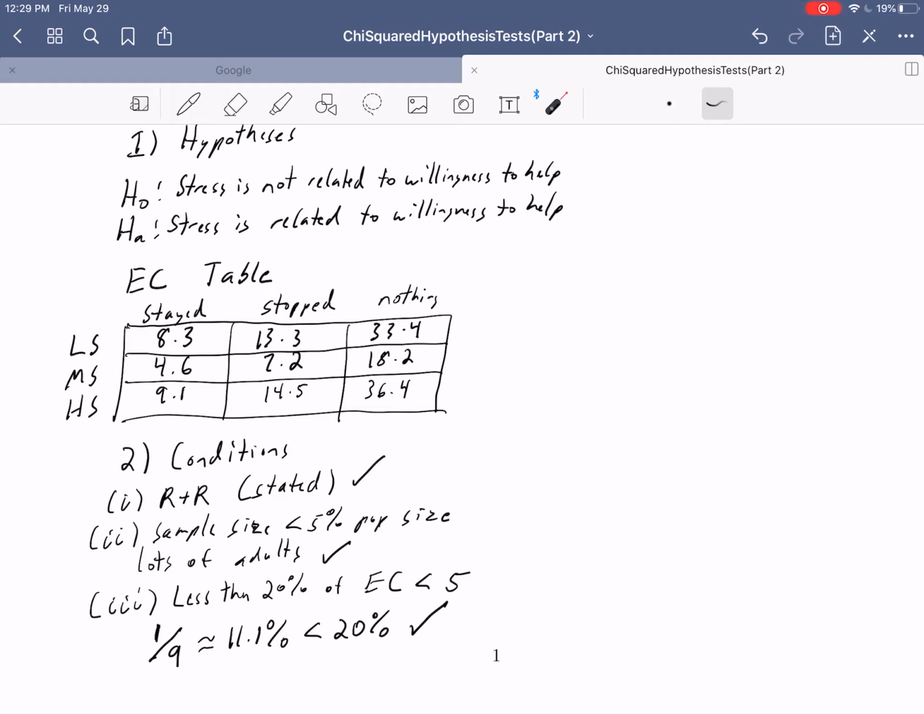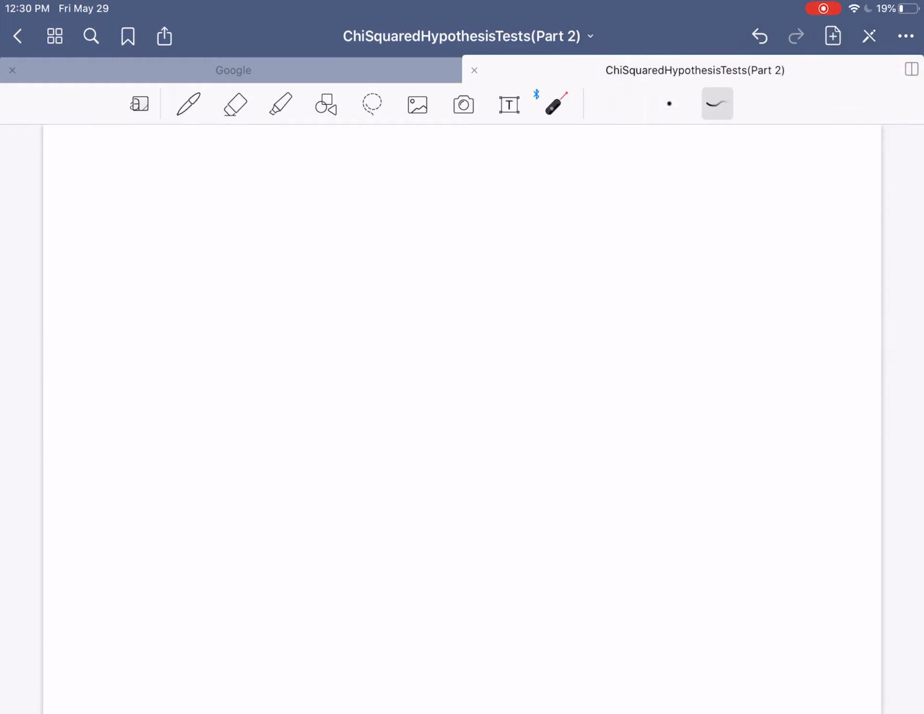Had there been another one less than 5, say maybe this guy here had been like 4.2, then this would have been 2 out of 9, and this condition would have failed. We would have had too many small expected counts. But in this case, since we had 9 different expected counts, having one be pretty small was totally okay. All right, now we're ready to go ahead and do our test statistic calculation. We'll do that on our next page here.